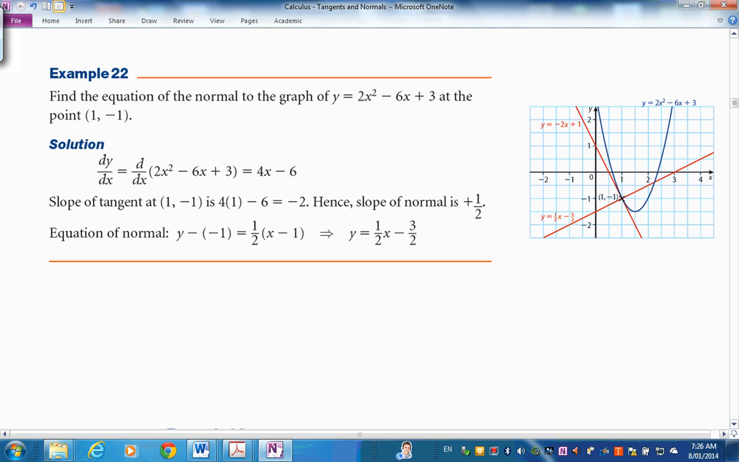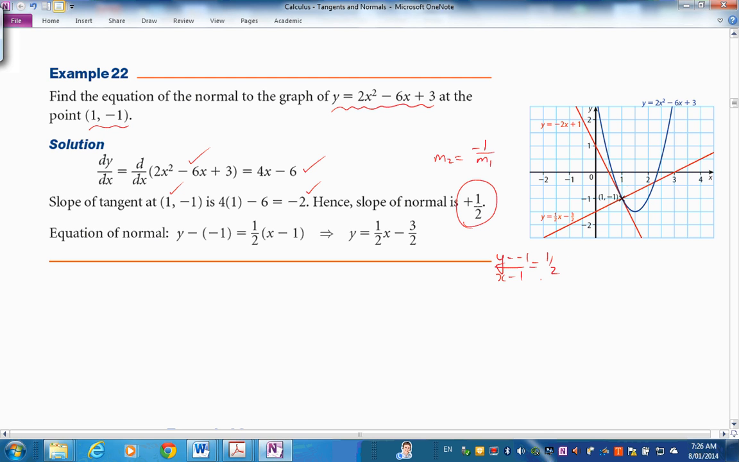Example 22 here. Find the equation of the normal. So we're going to find the normal at a point. They've given us a point, so we don't have much work to do. Let's find the derivative first, which is 4x take 6. Same thing when x is 1, it is negative 2, 4x take 6. Hence the slope of the normal is, we've reversed it here. m2 is the negative reciprocal of m1. And therefore the equation will be, let's take the point, y take negative 1 over x take 1 is a half.